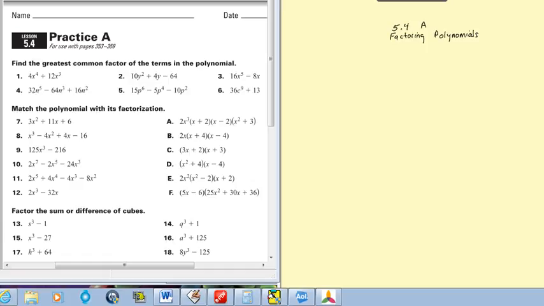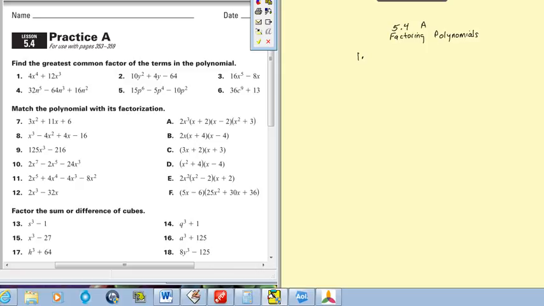This is 5.4a, factoring polynomials. Number 1. Find the greatest common factor of the terms in the polynomial. What can I pull out of each of these terms?